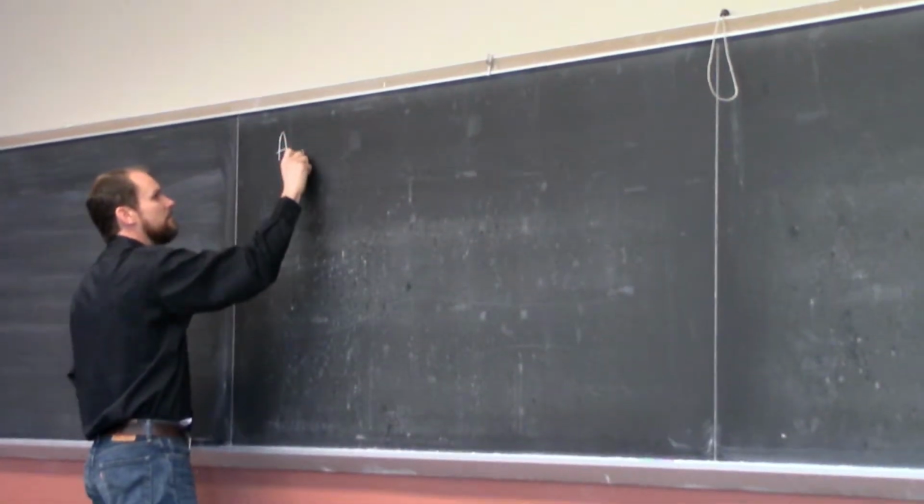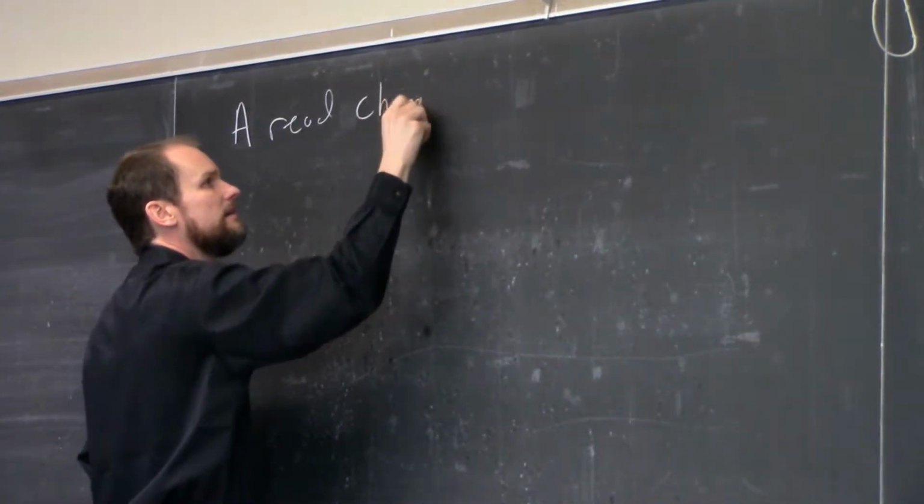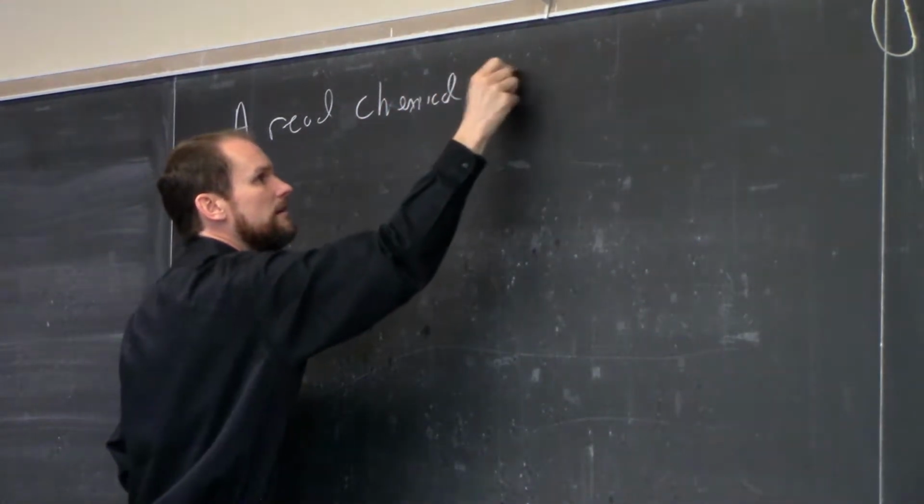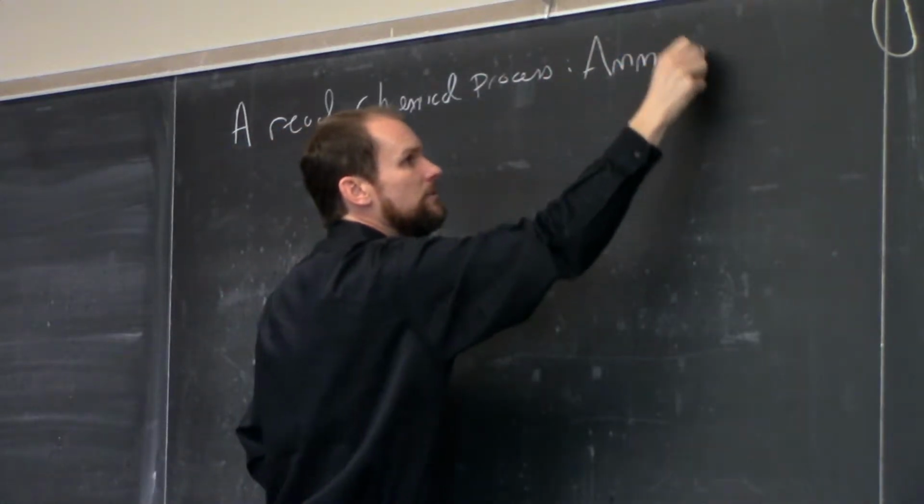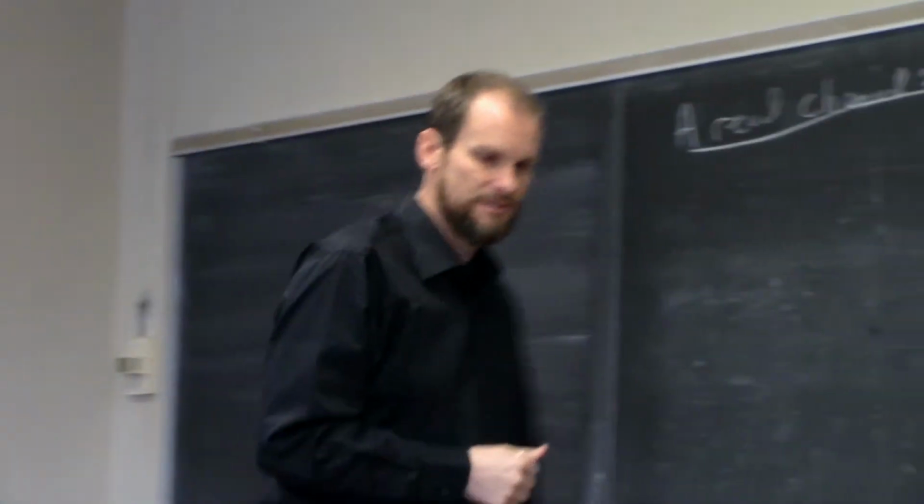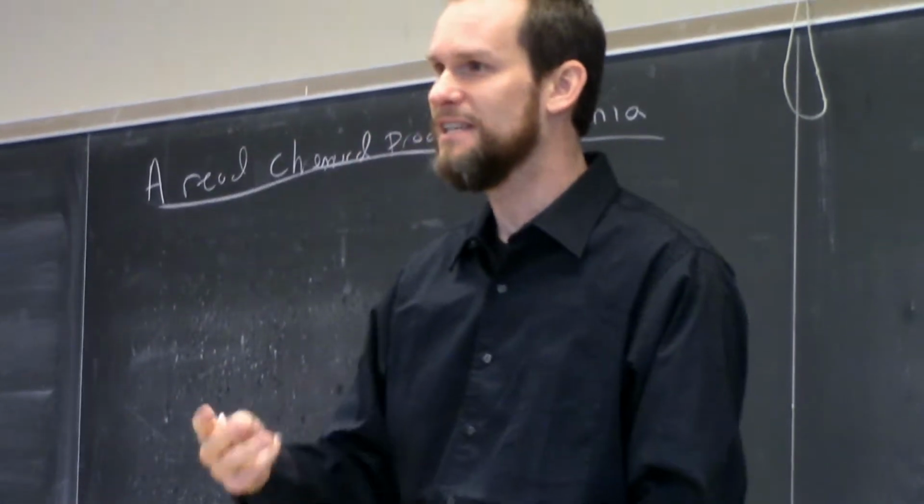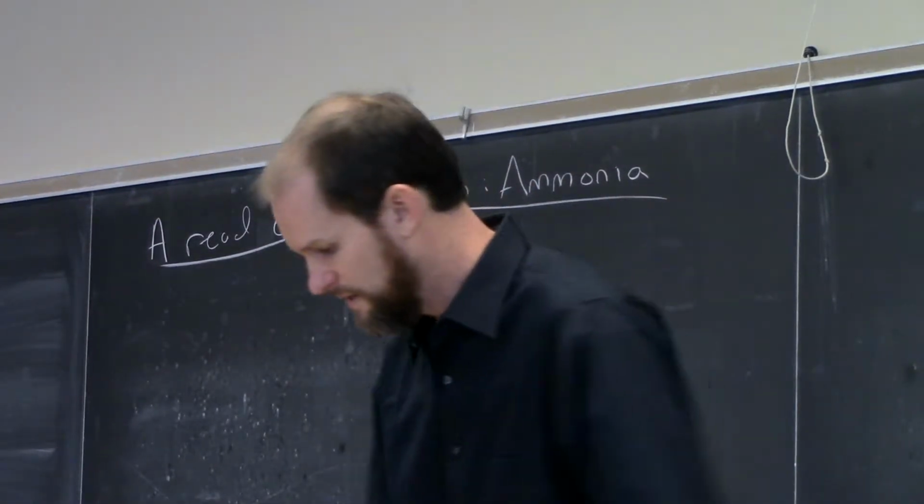We would start with a real chemical process. We're going to look at ammonia. Ammonia is a critically important industrial chemical, and also what you find in your household for cleaning. So it's a good example to start from. It also has some simple chemical reactions that make it an easy problem to work with.